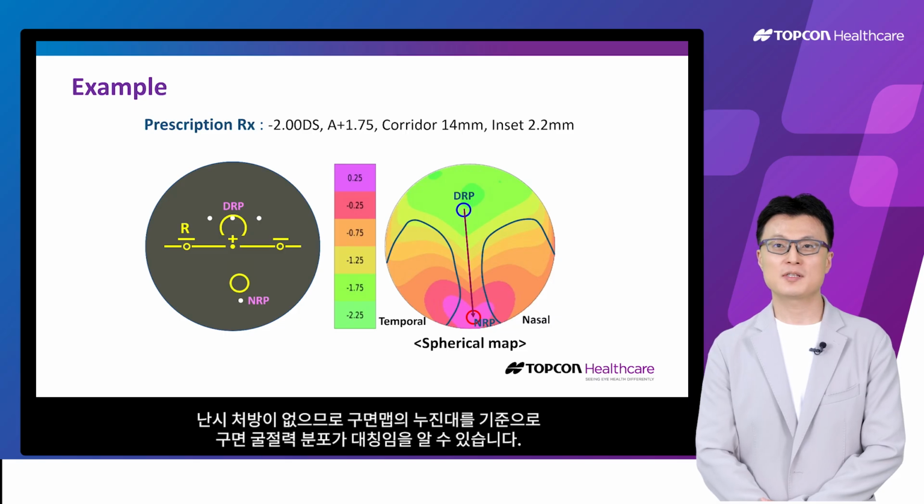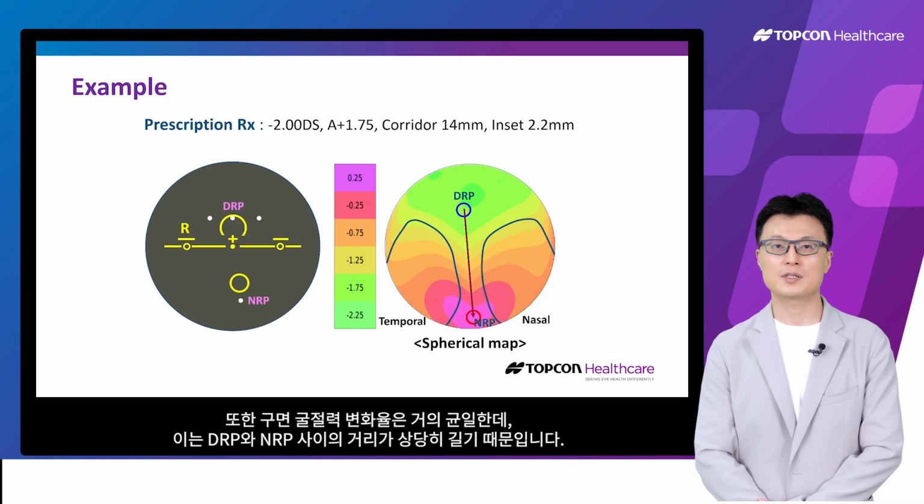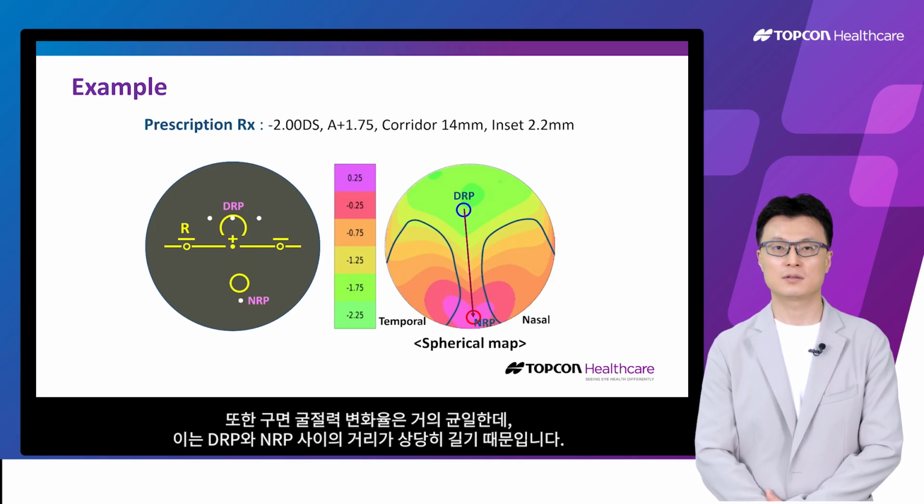Since there's no astigmatism prescription, you can see that the distribution of spherical power is symmetrical based on the corridor in the spherical map. Also, the change rate of spherical power is almost uniform, which is because the distance between the DRP and NRP is quite long.